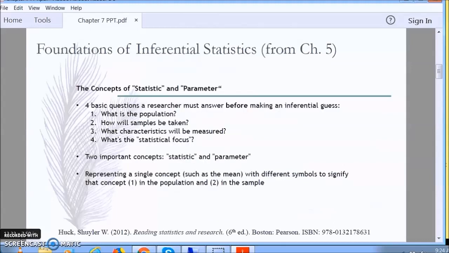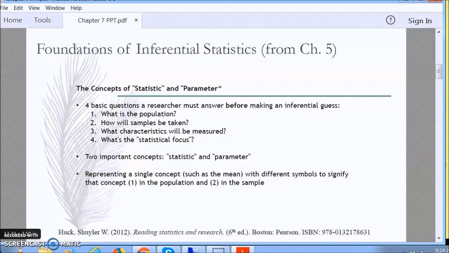A simple recap about chapter 5 is those 2 words, statistics and parameter. The same 4 questions were there in chapter 5 too. If you look at pages 94 and 95 of your book, again the same questions. What is the population? How will the samples be taken? What characteristics will be measured? And what's the statistical focus? How the samples will be taken was the question that was answered by chapter 5. After these 4 questions have been decided, that's when the hypothesis testing is done.